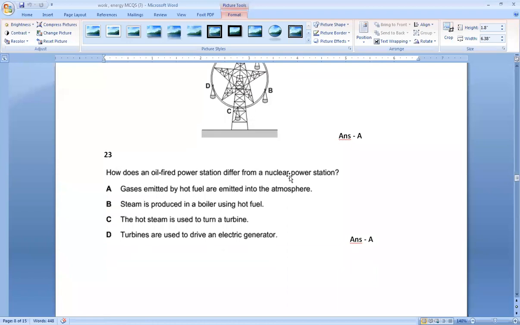Number 23 says, how does an oil-fired power station differ from a nuclear power station? An oil-fired power station produces gases, which is different from nuclear, which does not produce any gases. So option is A.